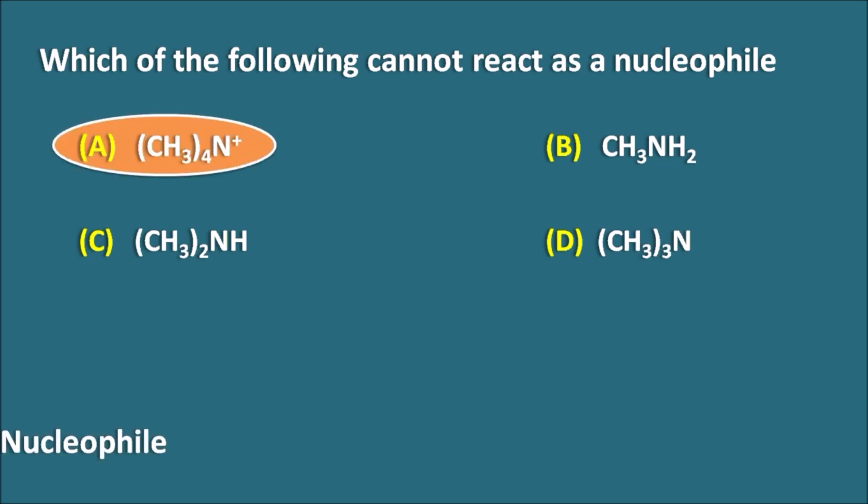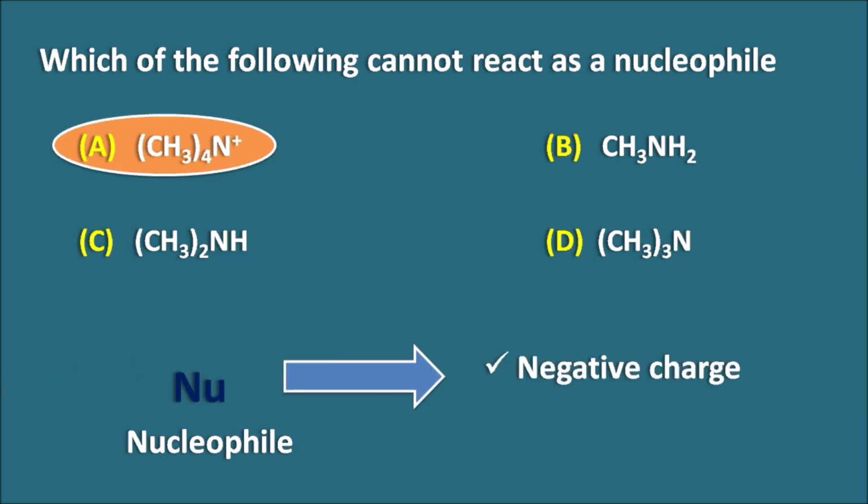So option A. Nucleophile. Nucleophile is indicated by Nu. What are the characters of the nucleophile? It should have a negative charge so that it can attract the positive charge. Otherwise, it can have a lone pair of electrons. Any of these characters should be there for a nucleophile. Since quaternary ammonium salts are not having a negative charge, instead they are having a positive charge, and they are not having a lone pair of electrons, where the lone pair of electrons of the nitrogen are again taken by one more alkyl group, so they cannot act as the nucleophile.